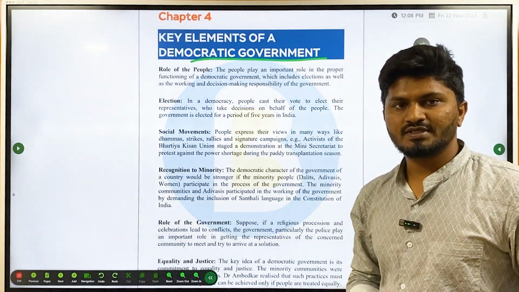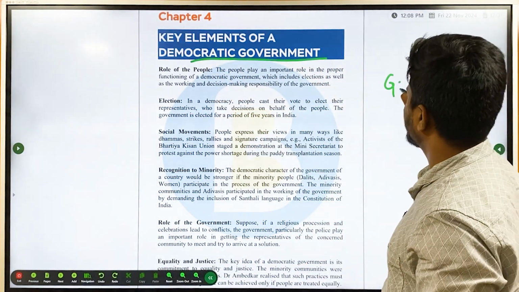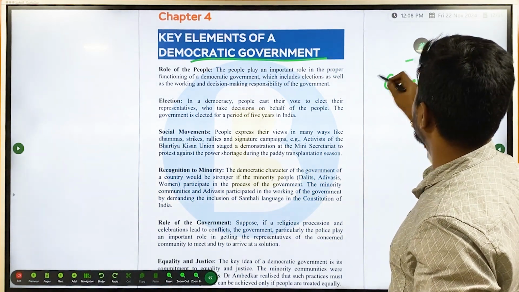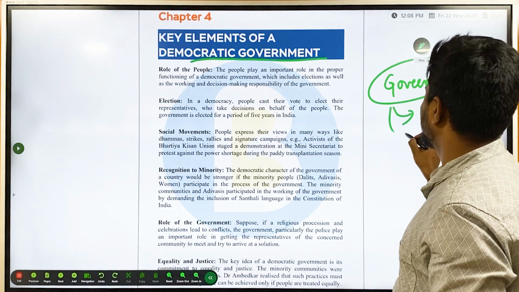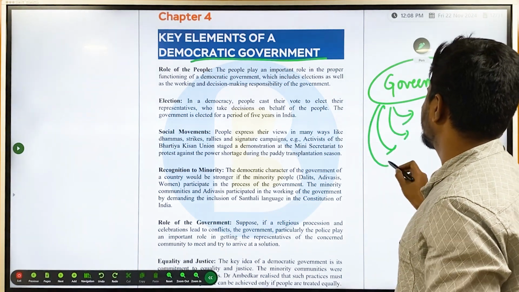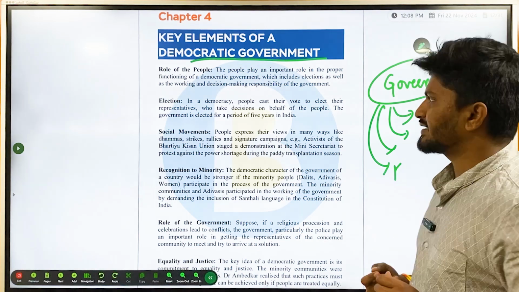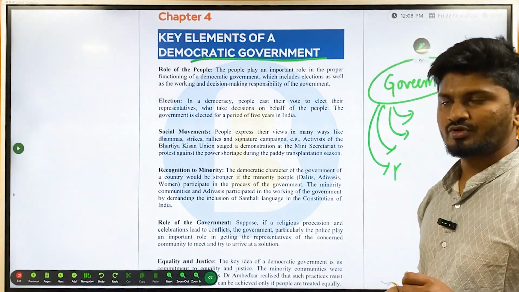In the previous class we discussed what is government, types, levels, forms, and their functions. Those are the topics we discussed. If you want to listen to that class, you can click on the link given below.